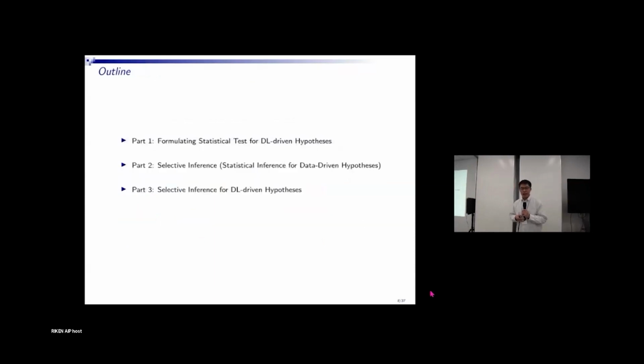So this is the outline of the rest of my talk. In part one, I'm going to discuss how we can formulate the statistical test problem for deep learning-driven hypothesis. And in part 2, I'm going to introduce so-called selective inference. This is a new type of statistical inference that is particularly useful for data-driven hypothesis. And in part 3, I'm going to talk about how we can use selective inference for deep learning-driven hypothesis.